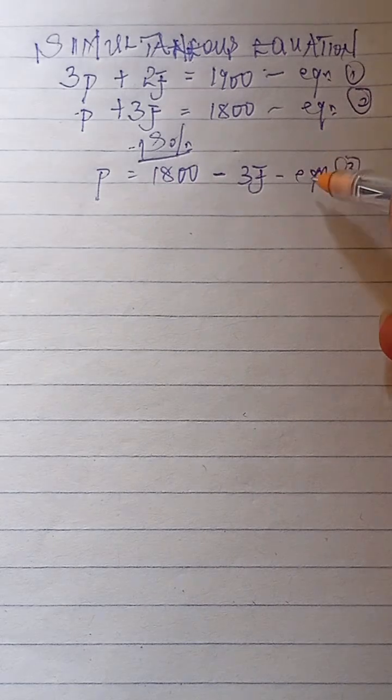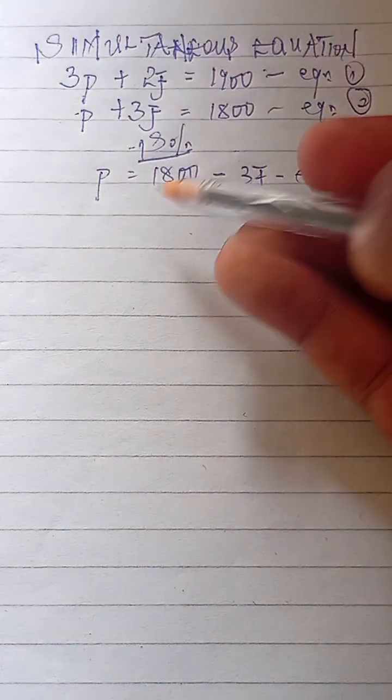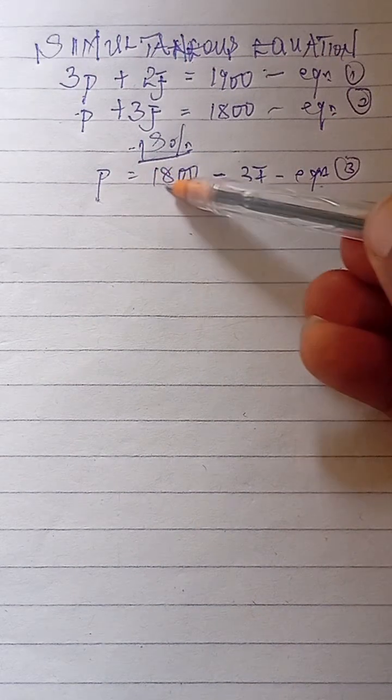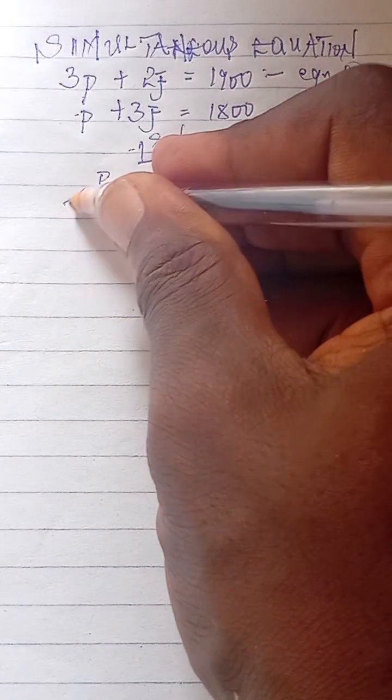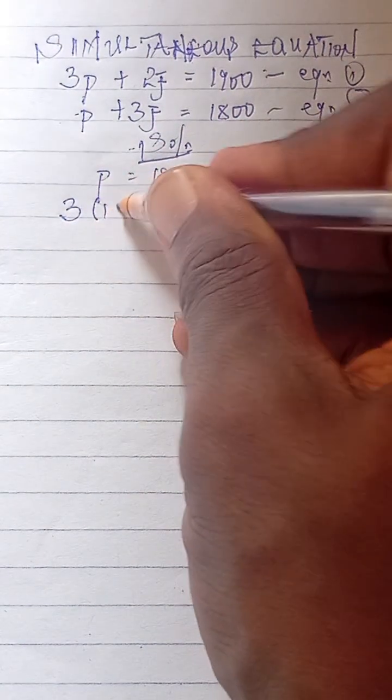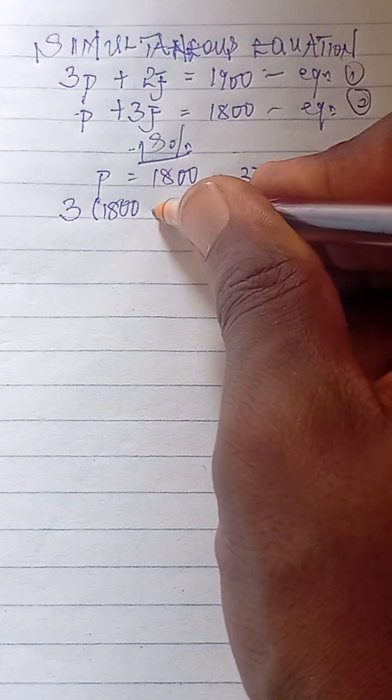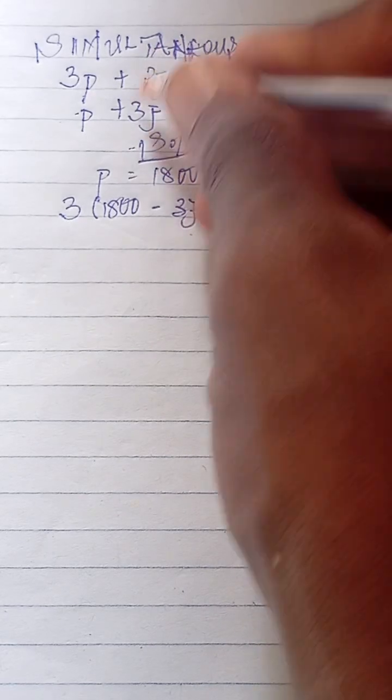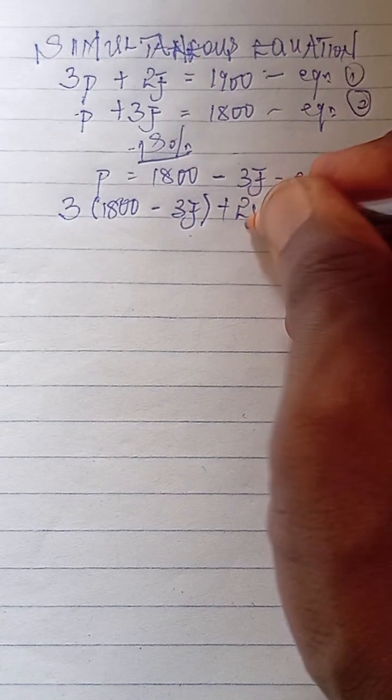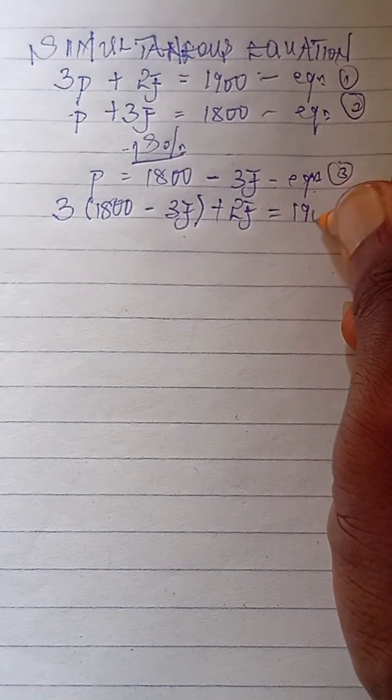Now this equation 3 we've got to put into equation 1. What it simply means is anywhere you see p, put this value. That would now be that this becomes 3, and in place of p, I'm writing 1,800 minus 3f. Then we'll still have plus 2f there, all equal to 1,900.